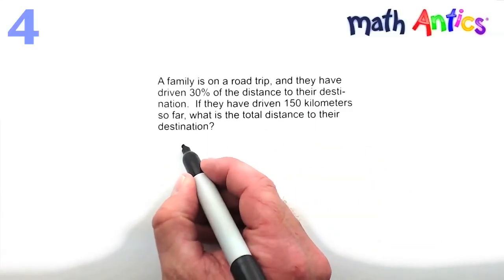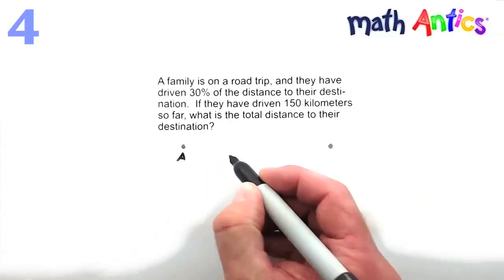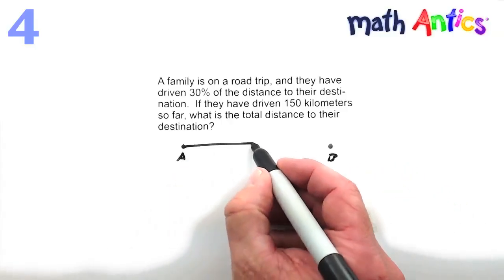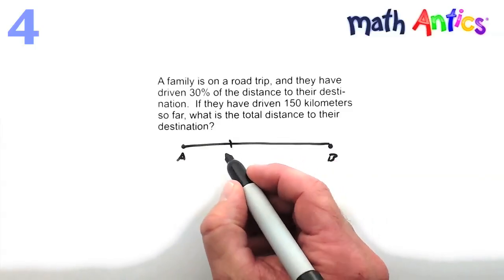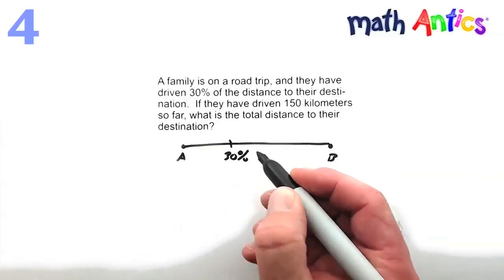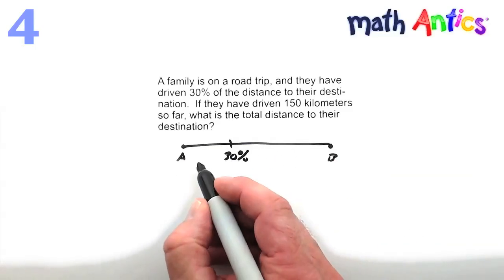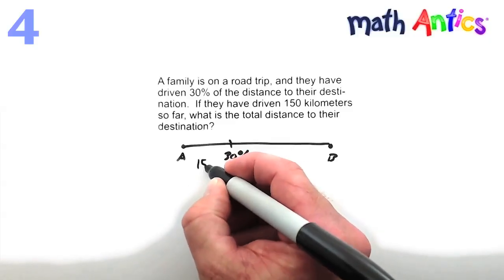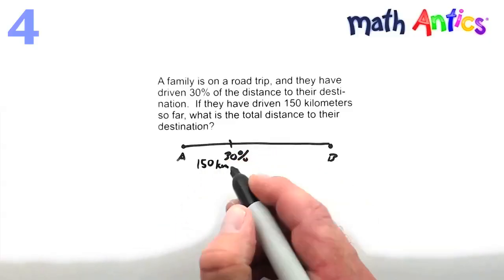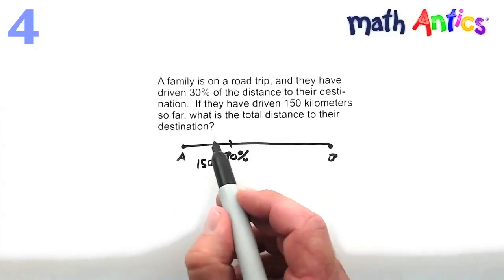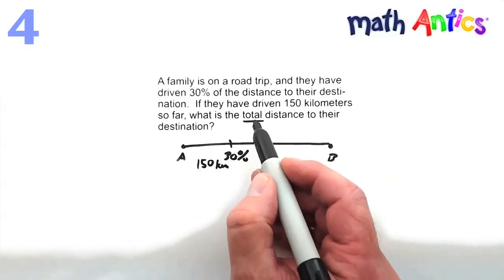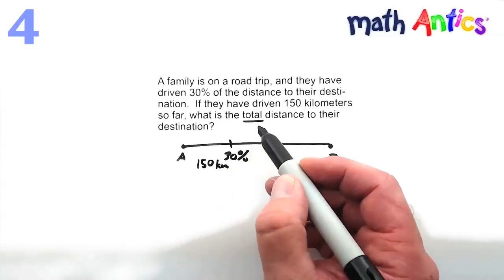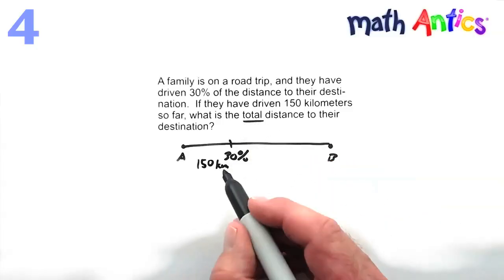Let's imagine that they're going on a trip from point A to point B. So here's A and B, and so far they've gone about 30% of the way. So that's about a third of the way. We'll say 30% of the distance they've gone, and that is 150 kilometers so far. That's how far they've gone. So we need to know the total distance to their destination, this whole amount. So it's easier to tell here that we're looking for the total also because it uses the word total.